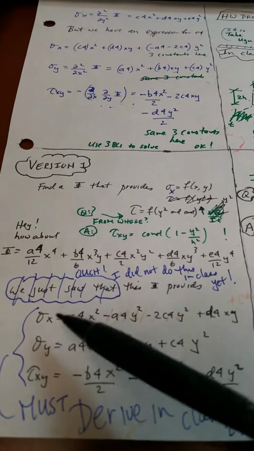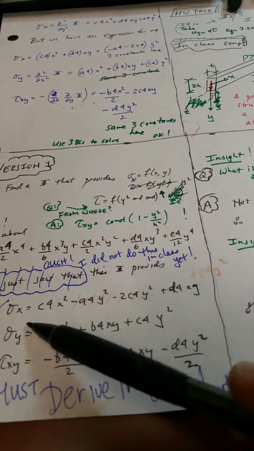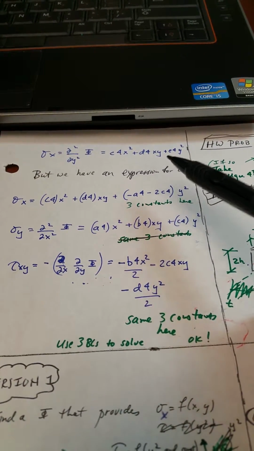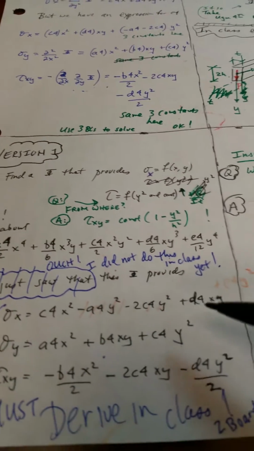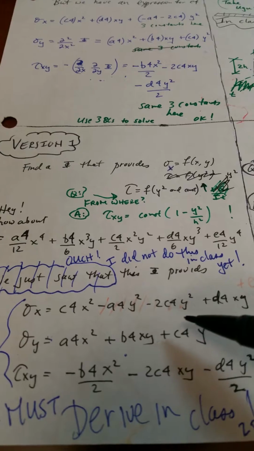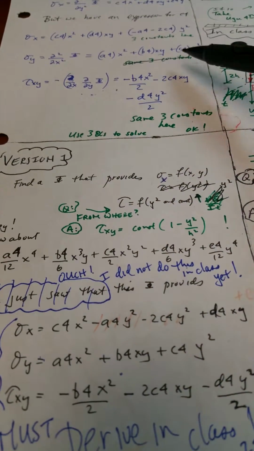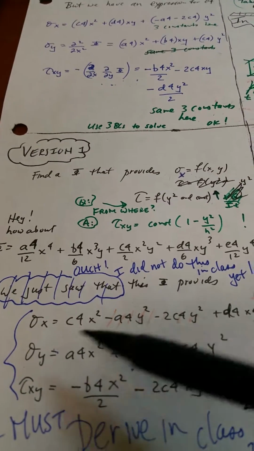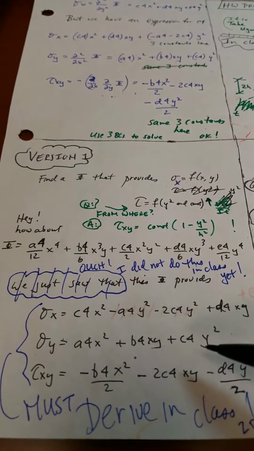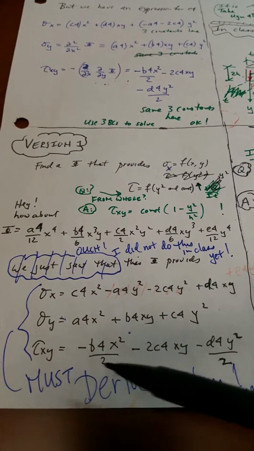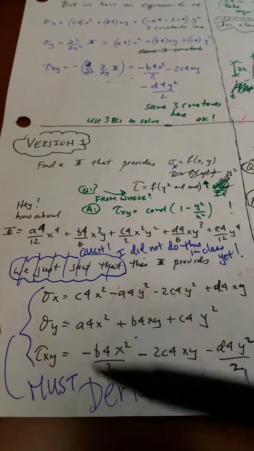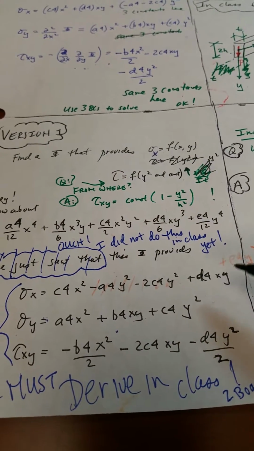So let's go ahead and try this. We just said that sigma x is c4 plus d4 xy plus e4 y squared. But I made that substitution in for the e4, so we're left with this expression here for the sigma x. Sigma y is given, and we have the tau xy. Okay, so all I did was I used this Airy stress function to get these sigmas, but I swapped in the e4 that I did before.